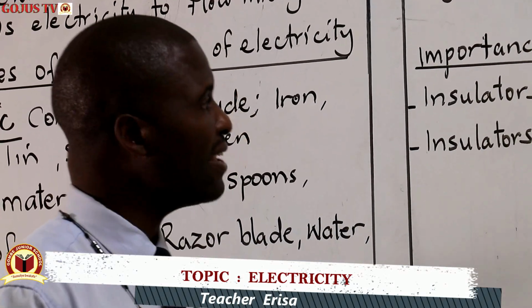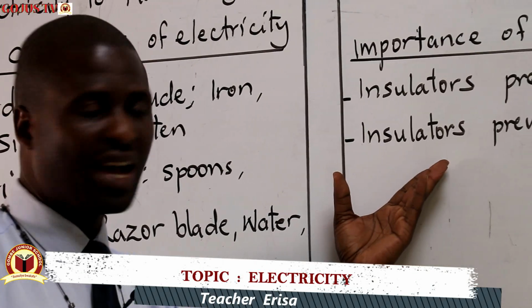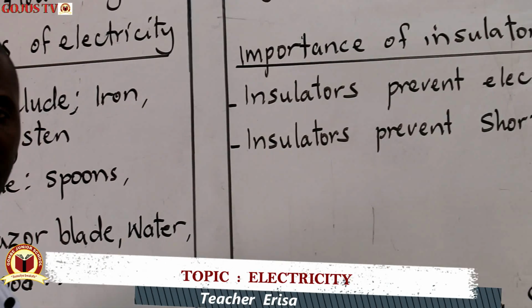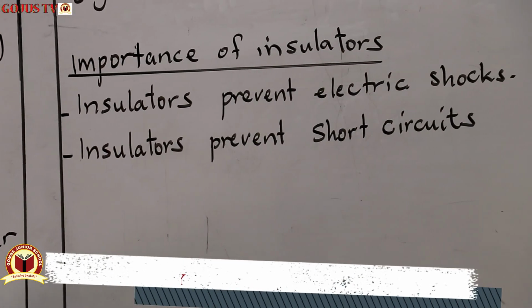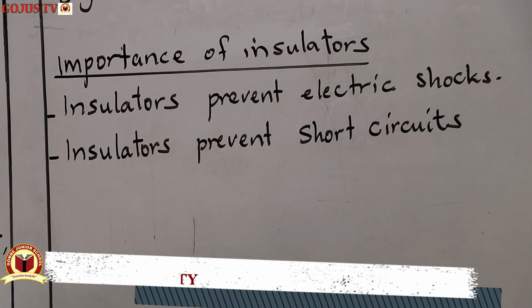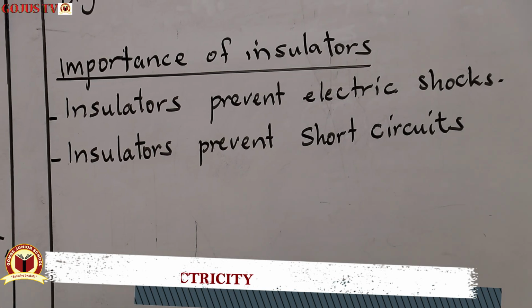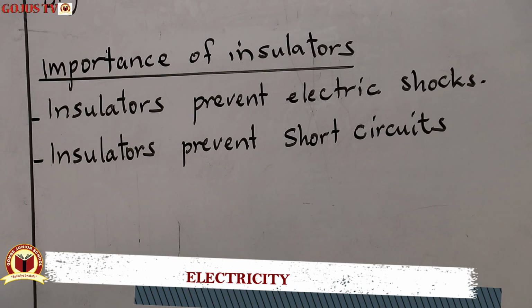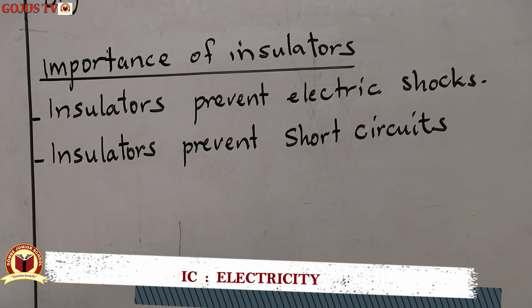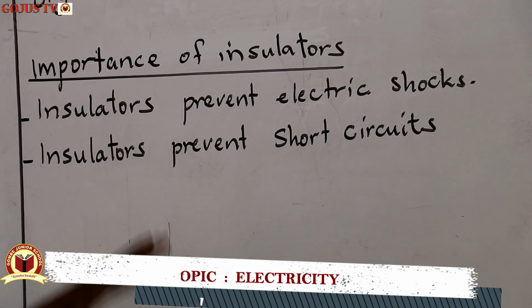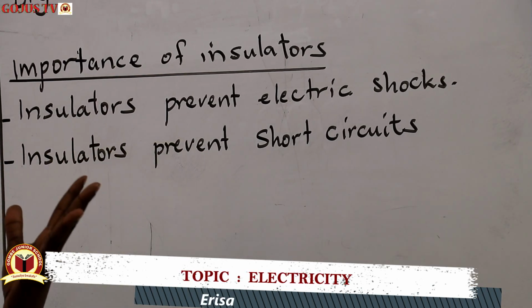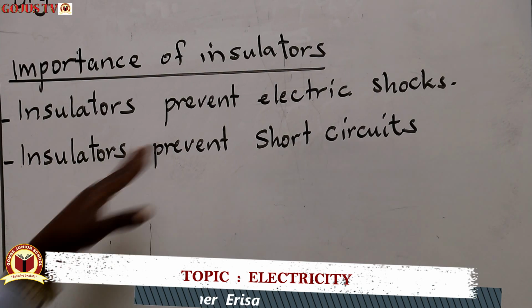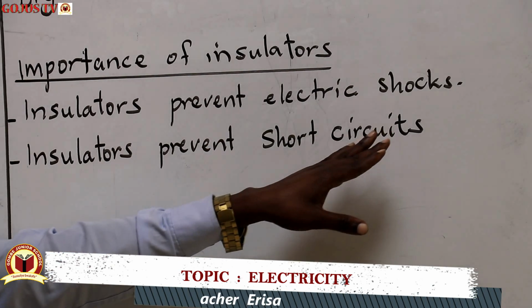Lastly, the importance of insulators. How are insulators important to us? Insulators prevent electric shock. For instance, if you put on gloves, which material makes gloves? Rubber. That is rubber. So some gloves are made of cloth, as someone has said. Some gloves are made of rubber, and these do not allow electricity to flow through them. So when you put on an insulator and you cover your hands, you are protected from electric shock.